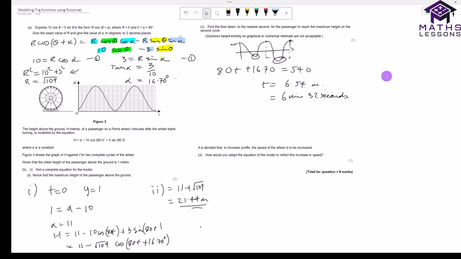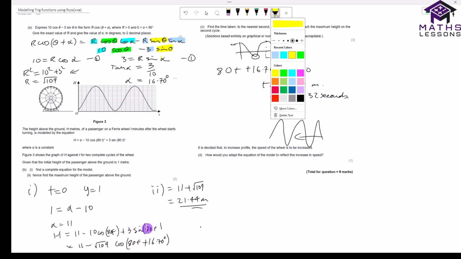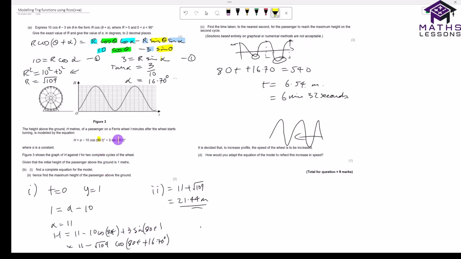Right, moving on to part D. How would you adapt the equation of the model to reflect this increased speed? So if this is increased speed, we're going to want more oscillations happening in less time. And the key thing that affects that is this part of the equation, the 80 part of the equation here. To get more of those in, that number needs to increase. So therefore, the answer to that is that we would increase the 80 in the formula. And there we have it. That's the final answer to our modelling question.